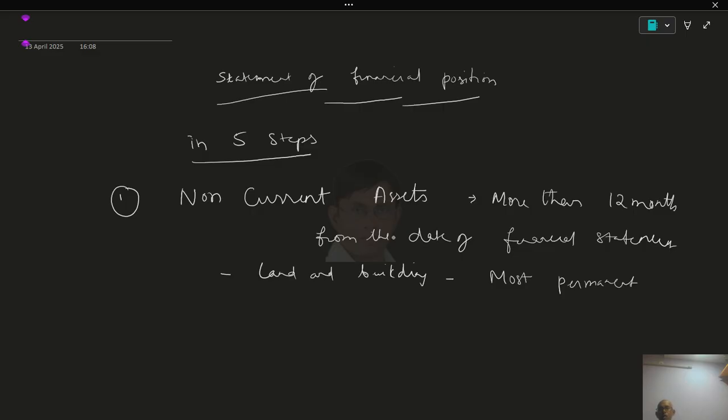Then what is the next one? The next one is machinery. Okay, so plant and machinery. Maybe you can use it for at least 10 to 15 years unless there are any technical changes. Then comes vehicles, motor vehicles, because you will be using them for a longer period. Then comes furniture.